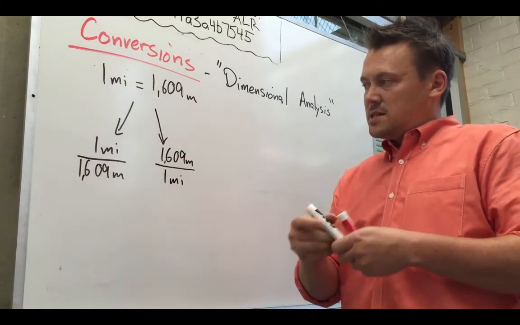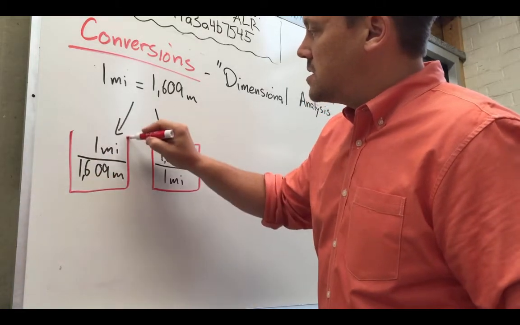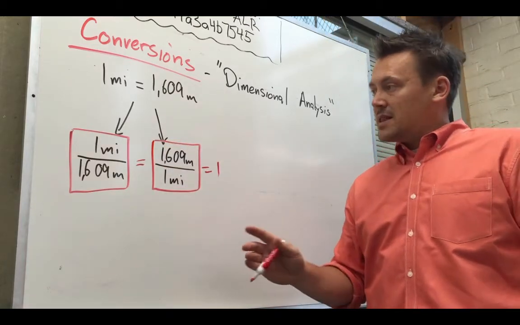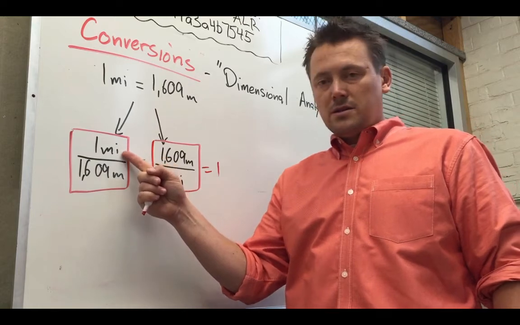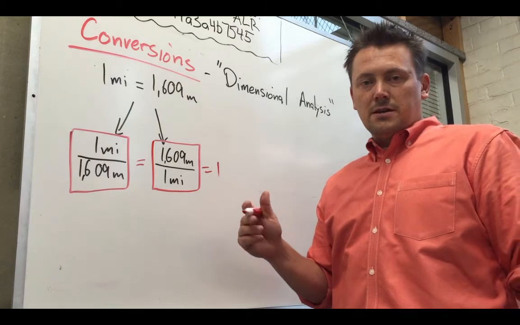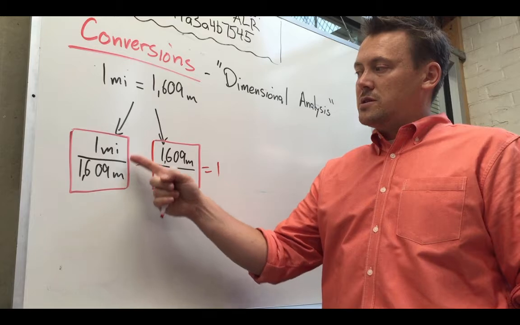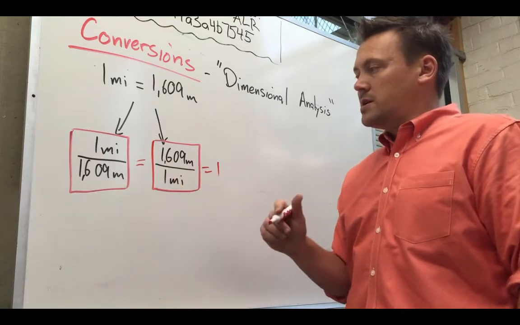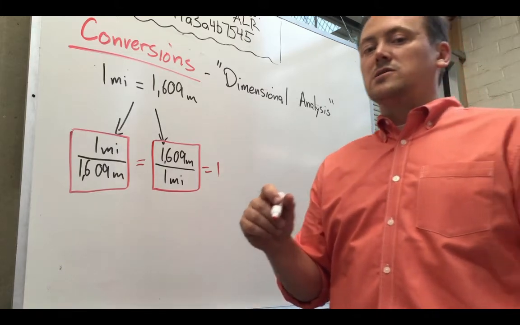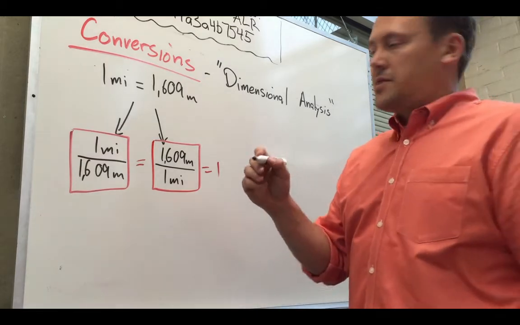In both those cases, that fraction is equal to 1. If you remember from math class, anytime you divide a quantity by itself or by an equal quantity, the answer has to be 1, right? So if a mile is equal to 1,609 meters, if we divide them, the value is just 1. This is important based on what we do in dimensional analysis. Let me explain what dimensional analysis looks like. If I take, let's start with 30 miles per hour.